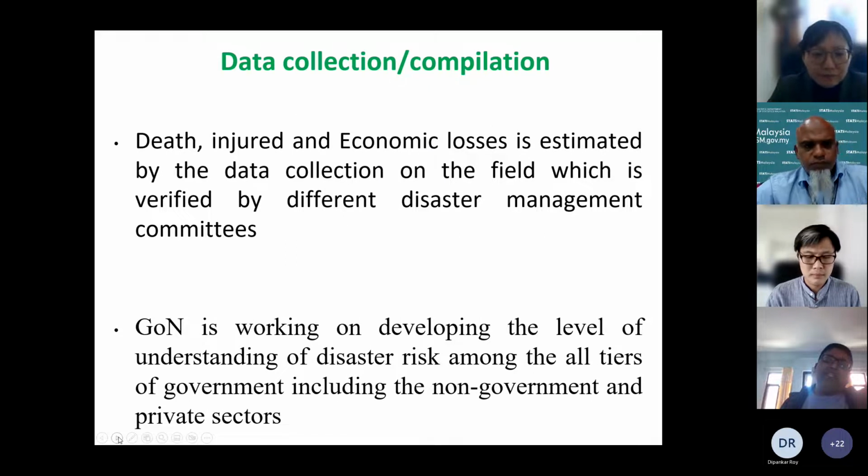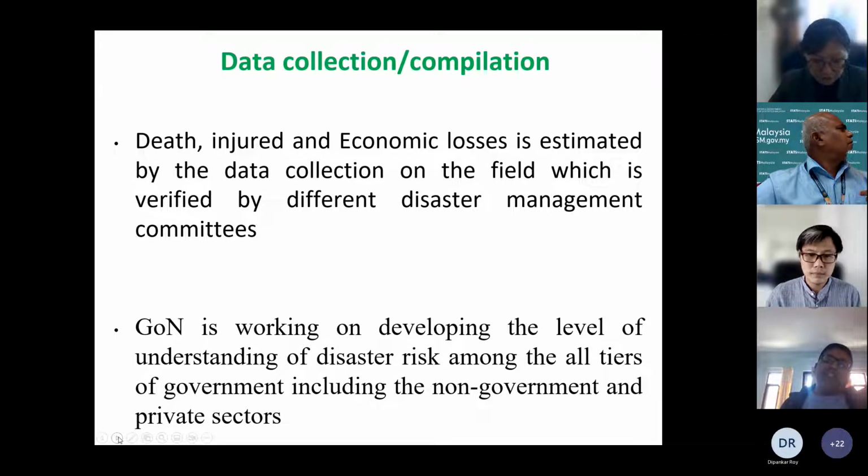Similarly, deaths, injuries and economic losses are estimated by data collection in the field, which is verified by different disaster management committees. Deaths, injuries and economic losses are collected from the local level where the disaster happened, by their system, meaning security agencies, with the Ministry of Home Affairs having the major role in data collection and verification. That covers injured people, dead people, and how much economic loss there is.